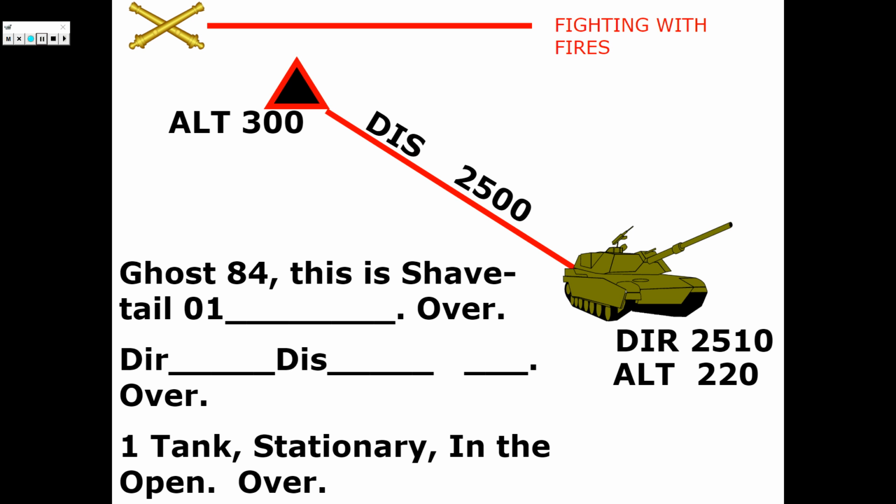All right, the correct answer is Ghost 84, this is Shavetail 01. Adjust fire polar, over. Direction 2510, distance 2500, down 80, over. One tank stationary in the open, over. Now, the OP altitude is 300 meters. Target altitude 220. 300 minus 220 is 80. That gives us our down 80. And then the distance and direction are both provided.